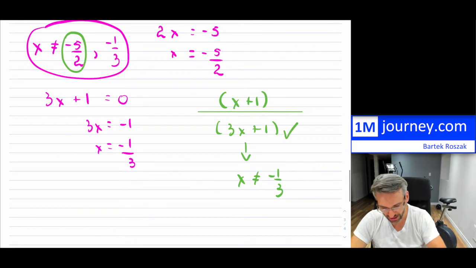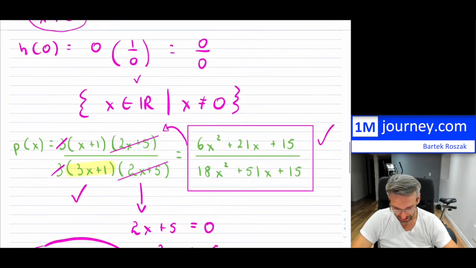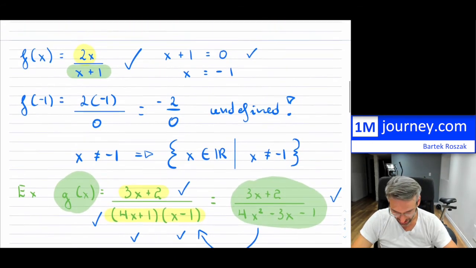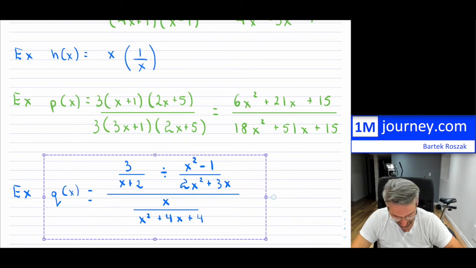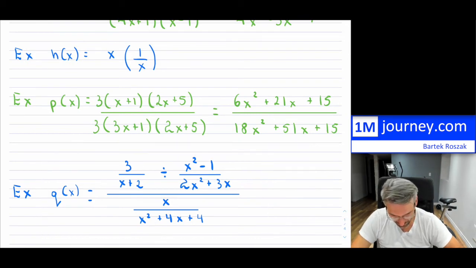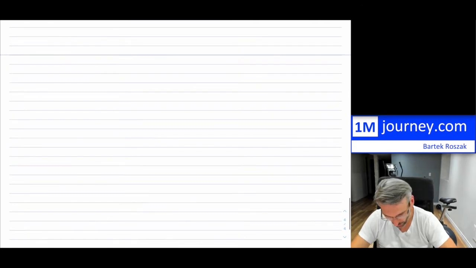So as a whole, again, you can now set your domain. It can be any x, but it cannot be these two values. That's another example that you have. Now, here I'm going to continue on, and here's your last example, and this one is definitely a little bit annoying. So I'm going to do this one in full for you.